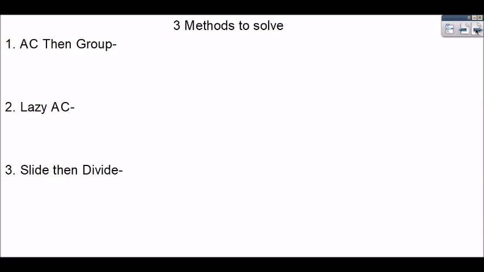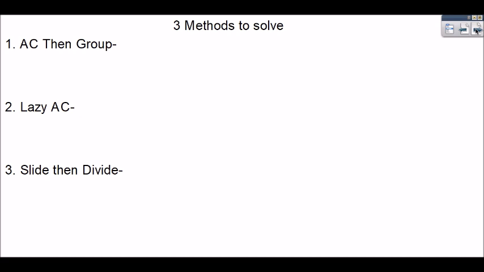So there are three different ways that we can use to try to solve factoring. Because factoring sometimes confuses people, I'm going to show you the same problem three different ways, and I don't care which method works best for you, just that a method does work. So there are some pros and cons to each method, and we're going to go through the pros and cons and then do the examples. So AC, then grouping.